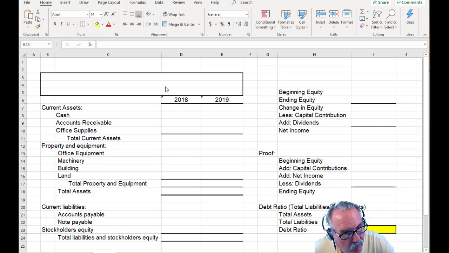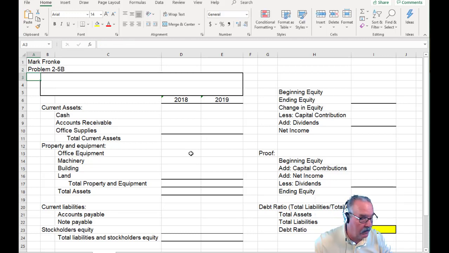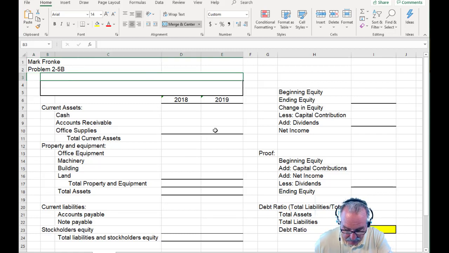So, the first thing we always want to do is on every single schedule, put our name and the problem number. This is problem 2-5B. And this problem is on page 79 of your textbook, page 79. Because the balance sheet really is the thing that accountants focus on. Because if we get the balance sheet correct, the net income and the change between the equity section has got to be correct. So that's why the balance sheet really is the accountant's statement.